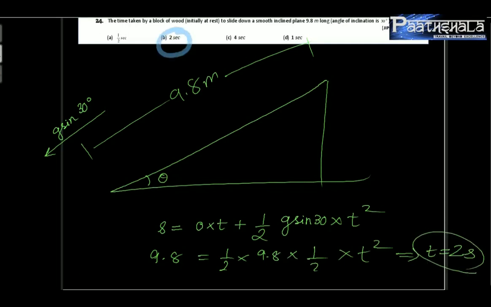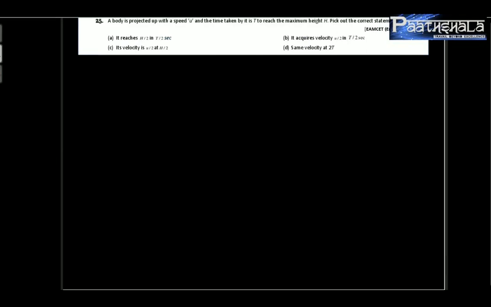Simple. Next question. A body is projected up with a speed u and the time it takes to reach the maximum height is t, and the maximum height is h. Pick out the correct statement. It acquires a velocity u by 2 in t by 2 seconds? No, it's not linear. Same velocity at 2t? Yes, because whatever velocity it is projected with, the same velocity it is going to return with, right? Yes, D is the correct statement.